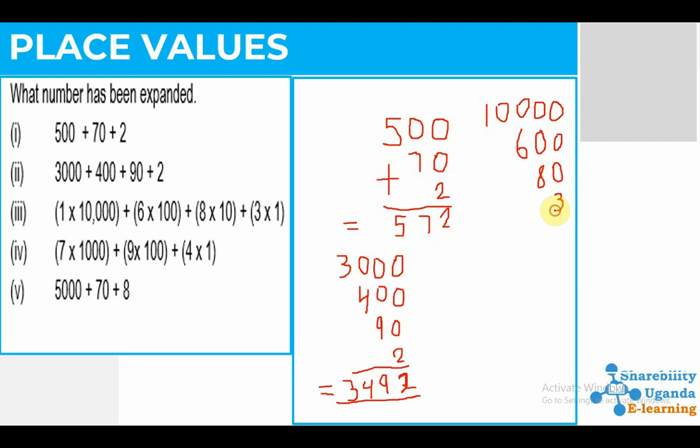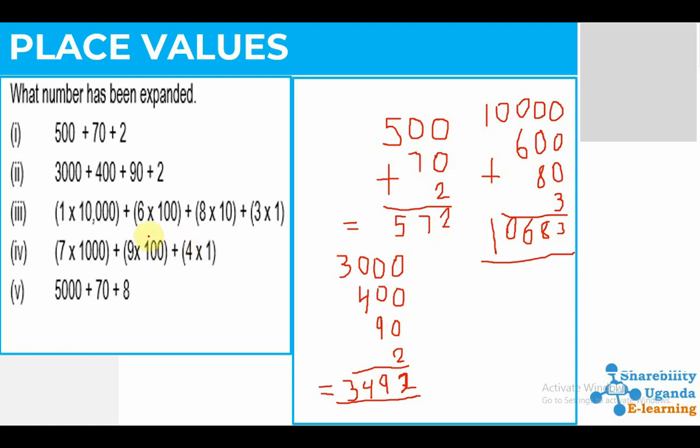The place value of 3. So here we make our addition. We shall be able to get a 0 plus a 0 plus a 0, we get a 3. Okay, 0 plus 0 plus 8, we get 8. We have a 0 plus 6, we get a 6. Here you have a 0 plus a 0, which is a 0. You come and write it here. We have a 1. So in so doing, this is the number that was expanded from this.